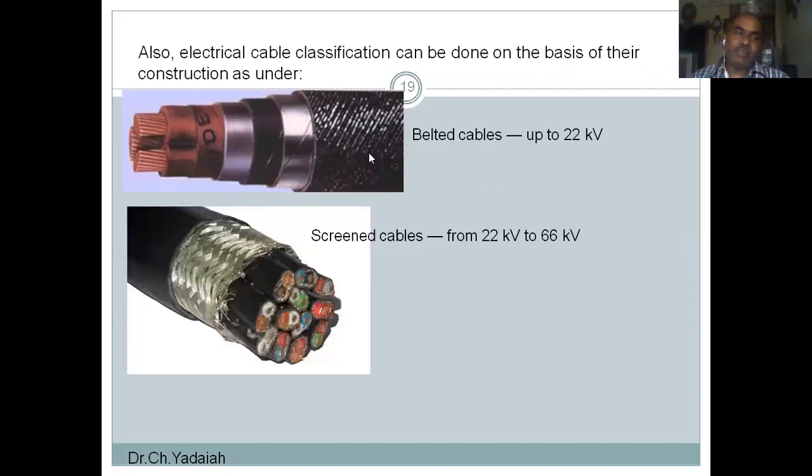This is based on the construction, not on the voltage. One is the belted cables, another is the screened cables. These screened cables are generally used from 22 kV to 66 kV, that is, EHT cables, whereas the screened cables can be used from 20 kV to 66 kV.